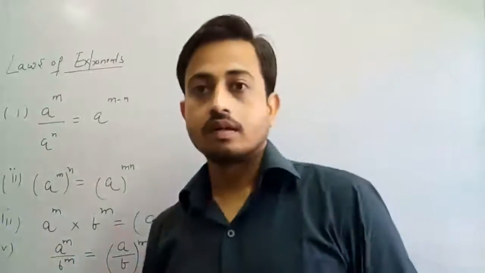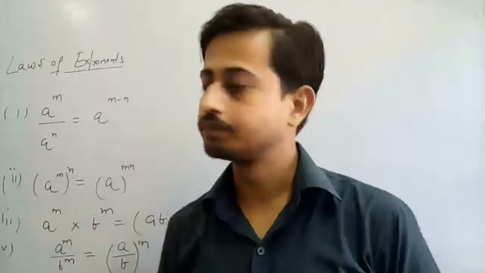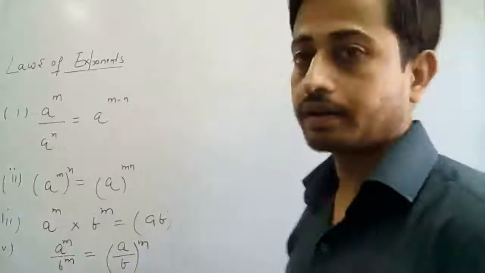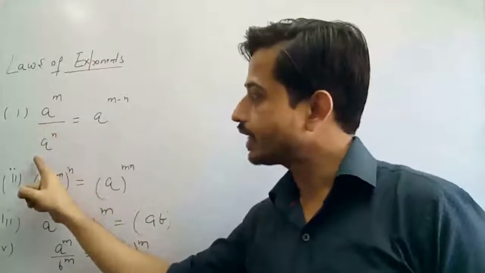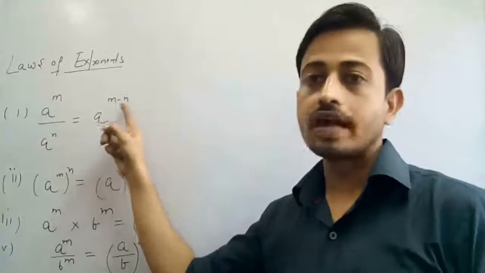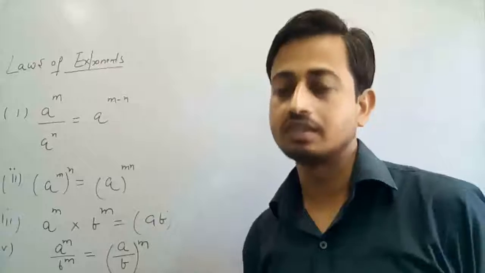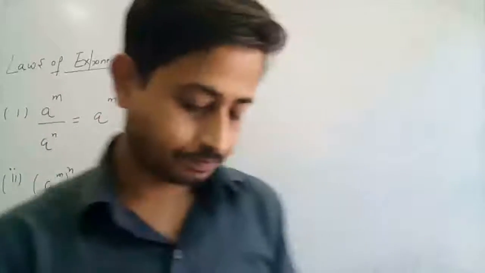Now I am going to start some rules for the exponent and power. So the first rule is what? A raised to the power m divided by a raised to the power n is a raised to the power m minus n. What's the rule? It's very simple. So please have a look first.